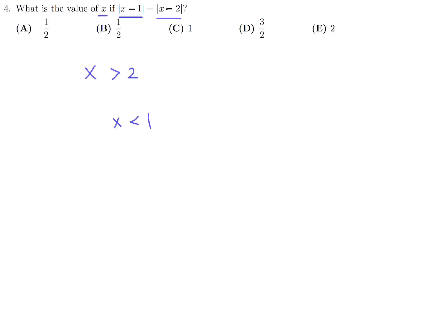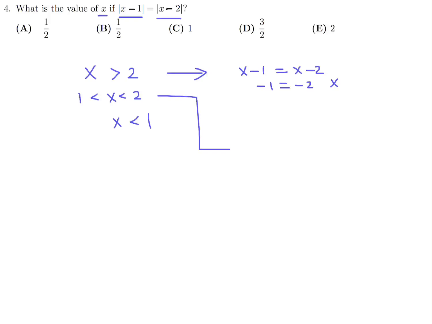And then of course the third scenario is when x is between 1 and 2, like that. Less than 2 but greater than 1. So for each of these, let's see what we get. When x is greater than 2, the first expression becomes just x minus 1, and the second one becomes x minus 2. So that means minus 1 is equal to minus 2, right? Because the x's cancel. Well, obviously that's not possible, so this doesn't give me any solutions.